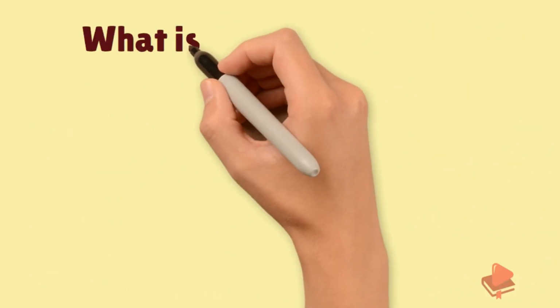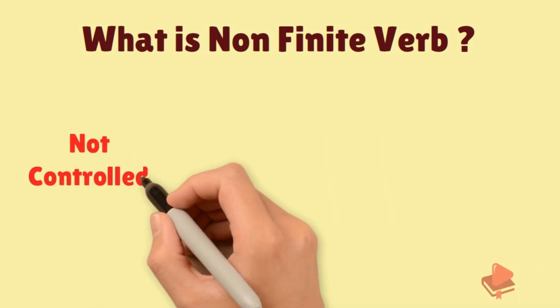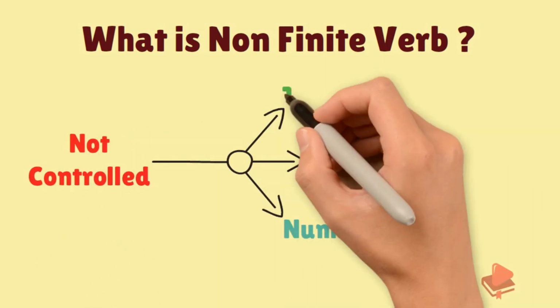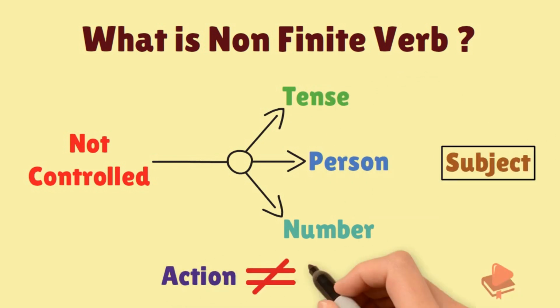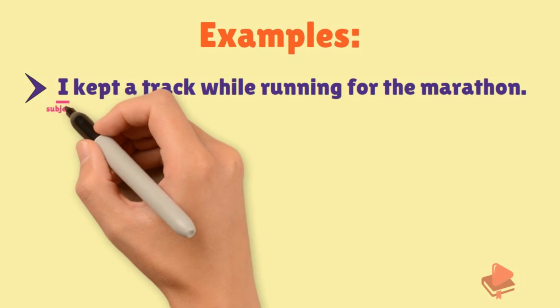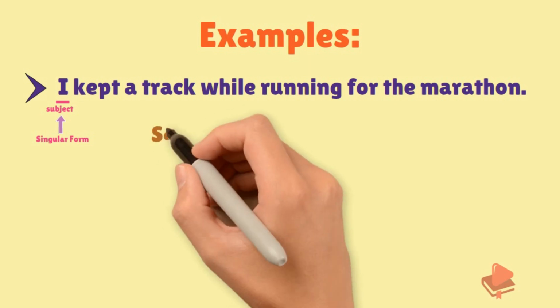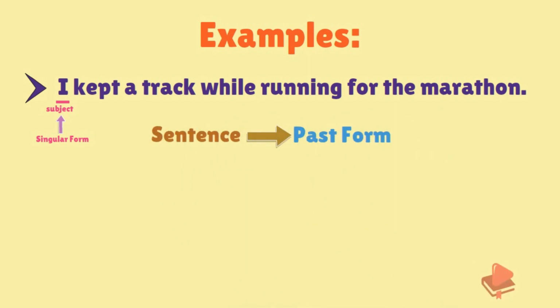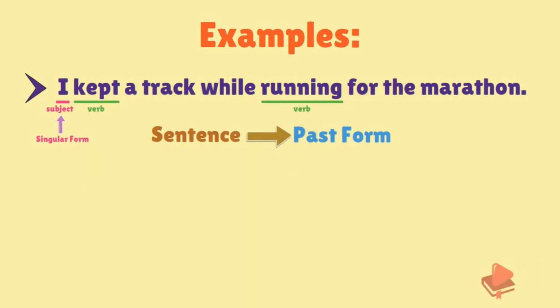Now let's see what is non-finite verb. A non-finite verb is not controlled by the number, person and tense of the subject, and they don't perform any action in the sentence. Let's understand by example. I kept a track while running for the marathon. Here the subject is I and it is in the singular form. The sentence here is in the past form and two verbs are present, kept and running.